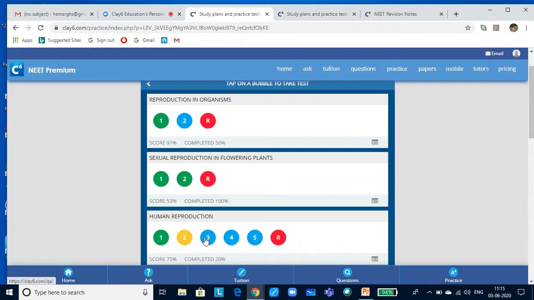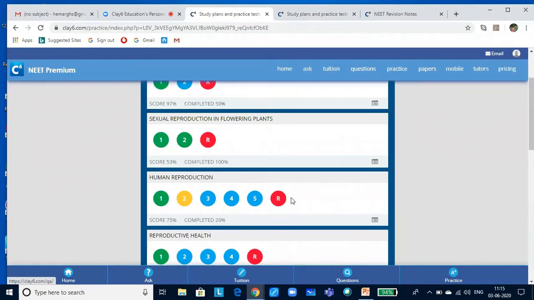A blue bubble shows that you are yet to take the test. You have not started the test. A yellow bubble indicates that you have started the test but have not completed it. Sometimes it so happens that you start the test, but after 4 or 5 questions you realize you are not really thorough with the concepts and you need to learn them. So at that point of time, you might leave the test and go. It's an indicator, a reminder for you to come and complete the test.